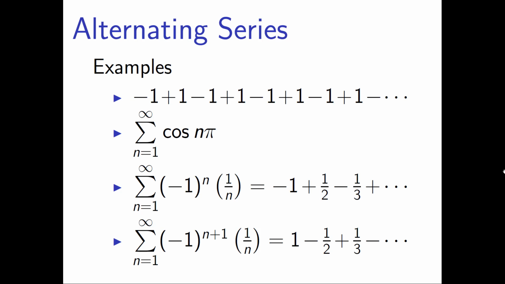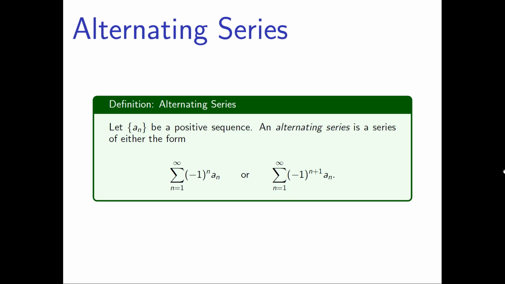So you can see these two series are essentially the same, except the top one here starts with a negative 1 because this power is n. And the bottom one here starts with a positive 1 because the power is n plus 1. So these are a few examples of alternating series. We'll go on to our more formal definition of an alternating series.